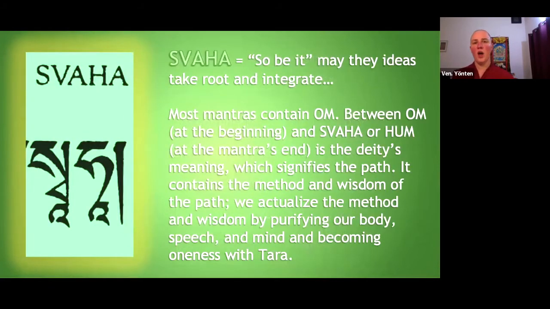And then soha or svaha is like, so be it. May the ideas take root and integrate. So most mantras contain om, and between om at the beginning and soha or hum at the mantra's end is the deity's specific meaning, which signifies the path. It contains the method and wisdom of the path. We actualize the method and wisdom by purifying our body, speech, and mind, and becoming oneness with Tara.